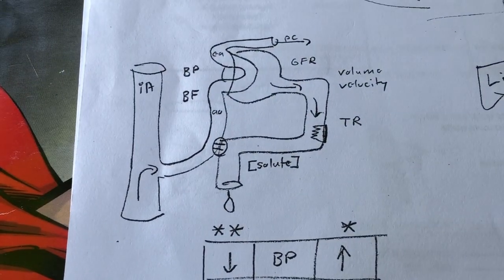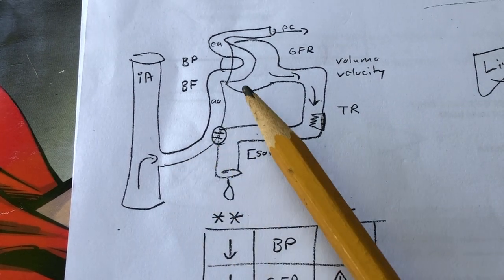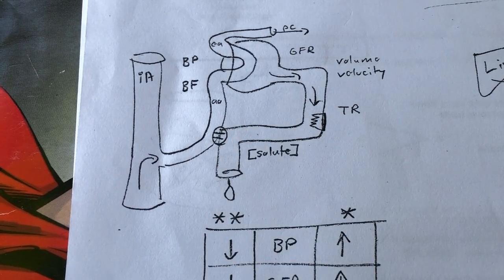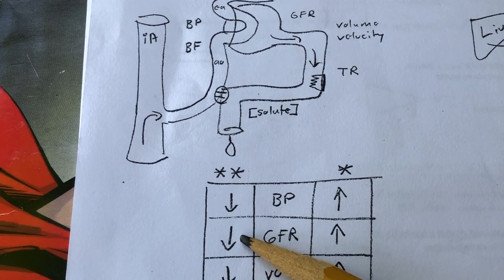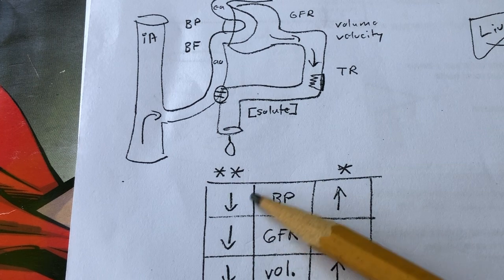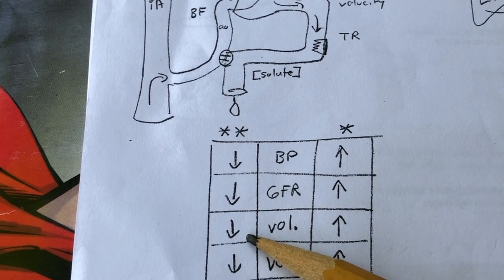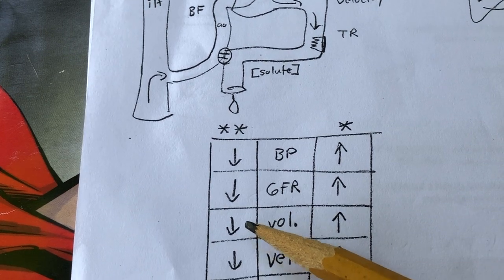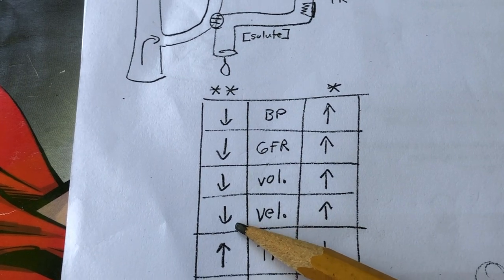Here's the big story. If, for some reason, the blood pressure going into the glomerulus goes down, what will happen is the glomerular filtration rate will drop. Since there's less pressure inside the glomerulus, there'll be less pushing force to create filtrate. So if the blood pressure goes down, the glomerular filtration rate goes down. If that happens, then the volume of filtrate being produced will obviously go down. As there is less material moving through the tube, the velocity of the filtrate goes down also.